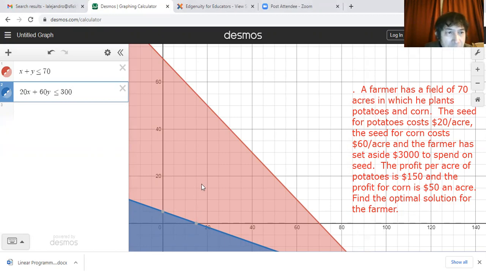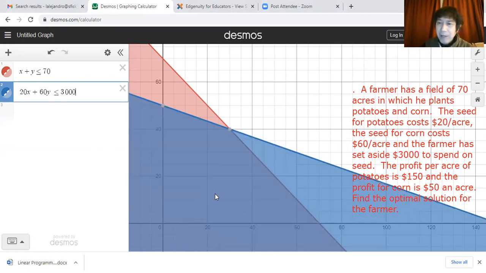All right, so maybe we can do a little adjustment here. The seed for corn, 60 per acre, the farmer has 3,000 to spend on seed. All right, the maximum is 3,000. Let me enlarge that. I think I have encoded 300 only, one more zero. There, all right, okay. It's close to the first graph, and we still have some more statements. The profit per acre of potatoes is 150, and the profit for corn is 50 per acre. Find the optimal solution for the farmer.